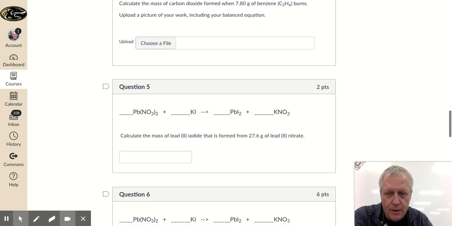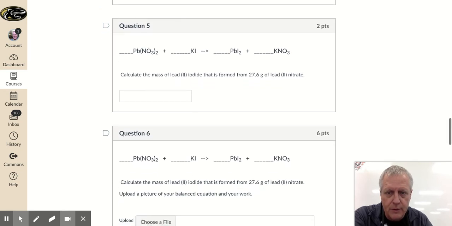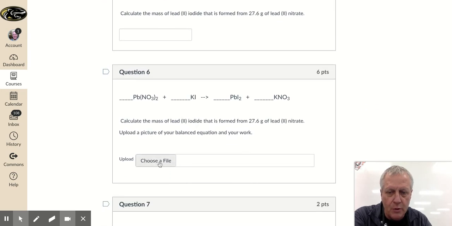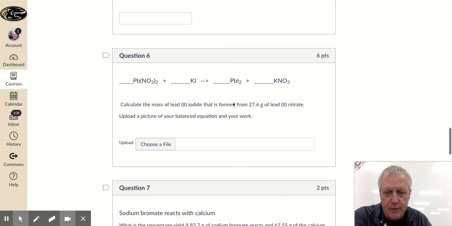Now, moving on, same thing with questions 5 and 6. You have a chemical reaction outlined here. You will need to balance it. You will do a mass problem and give your solution in this box. And then you will show your work again, upload your file and show your work. So that's 5 and 6.